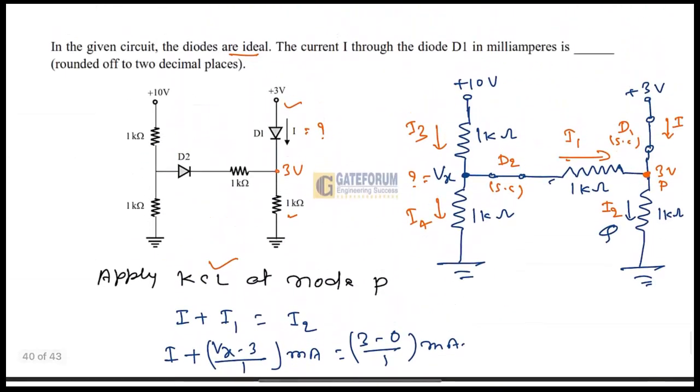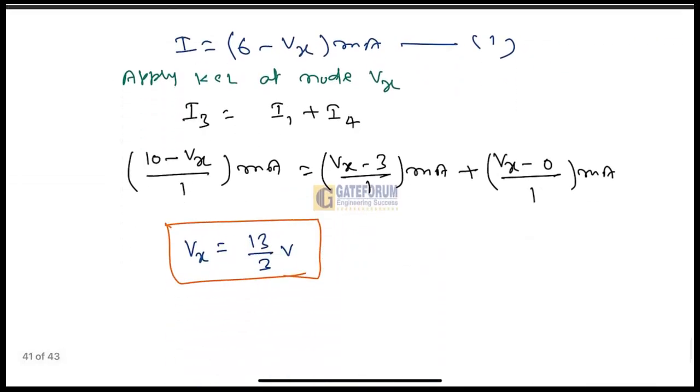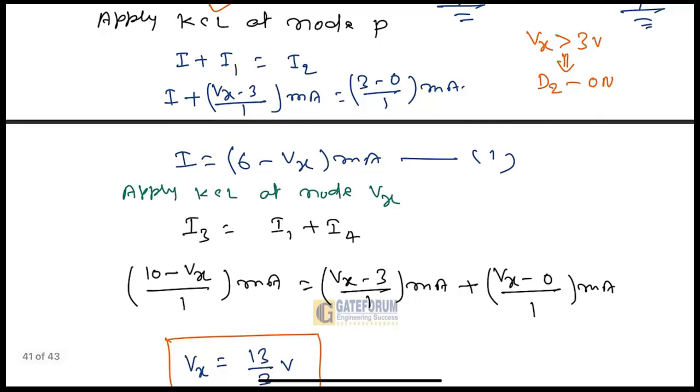So now here, this Vx value, whatever we got here, is 13 by 3 volt, which is greater than this 3 volt. So due to that reason, we can say that this Vx is greater than 3 volt. So this is saying that our D2 diode will also be in the on state, and whatever assumption we had made is right from this point. So now we have to substitute this Vx value in this equation number 1.